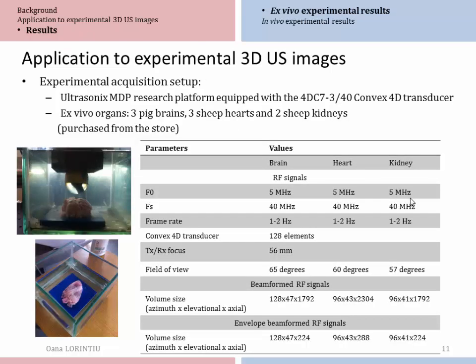Okay, so we acquired several ex vivo ultrasound volumes of 3 different organs. We had 3 pig brains, 3 sheep hearts, and 2 sheep kidneys that were purchased from the store. And here in the table we have all the parameters of the acquisition. These were acquired at a central frequency of 5 megahertz at a frame rate of 1 or 2 hertz.